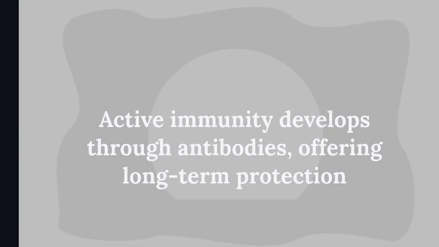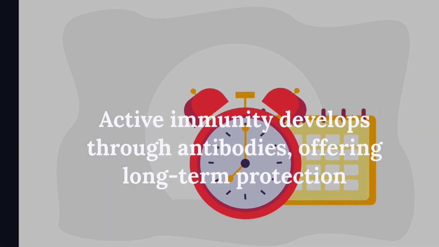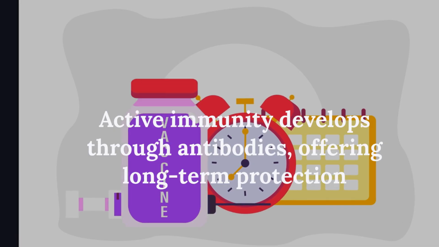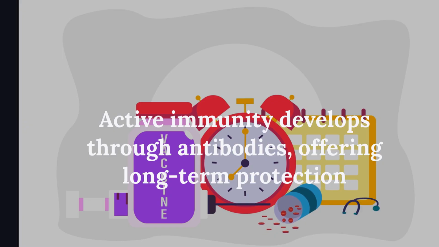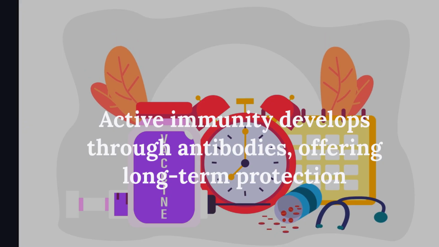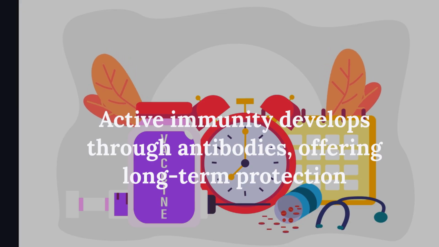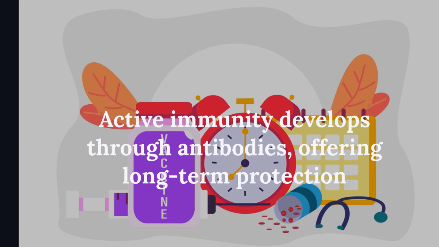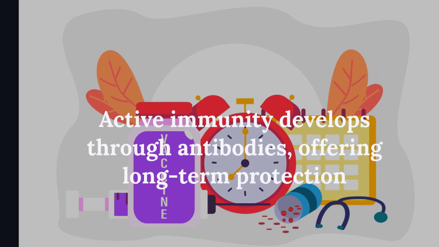Active immunity occurs when the immune system produces antibodies. This happens naturally through infection or artificially via vaccination. Memory cells are formed, providing long-term protection. However, it takes time to develop. This type of immunity can last years or a lifetime.